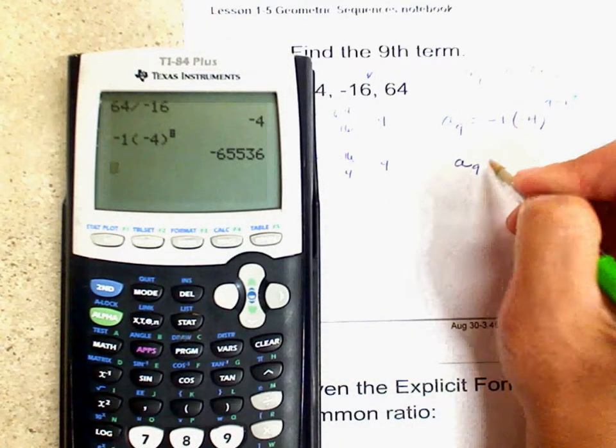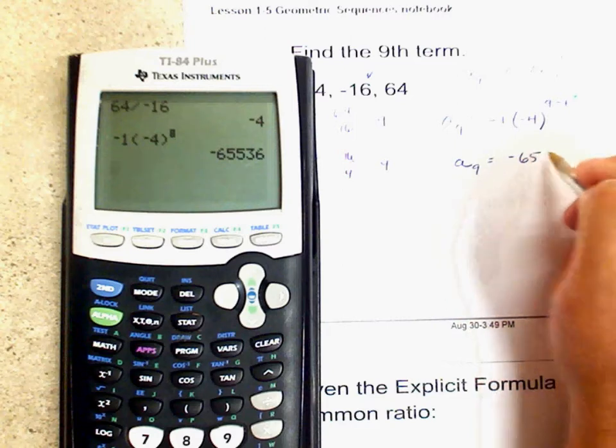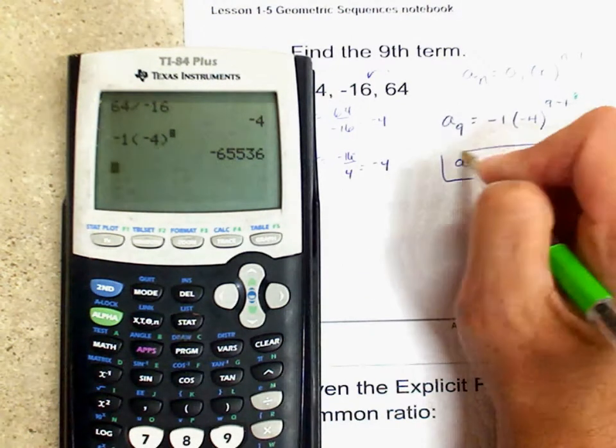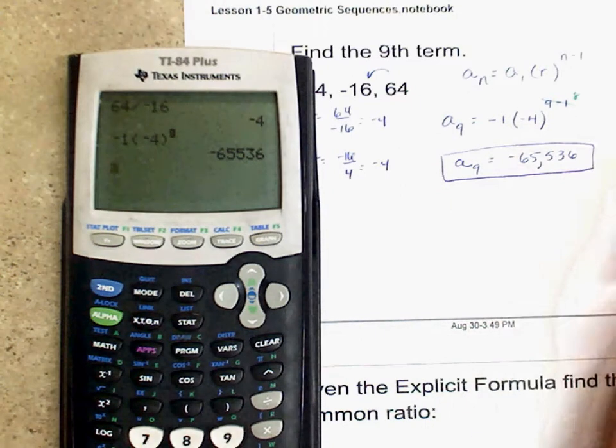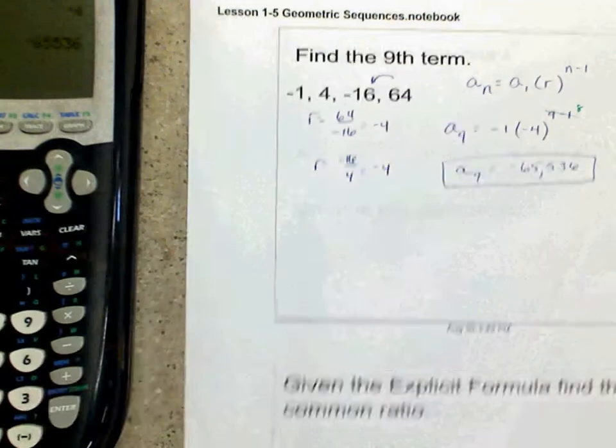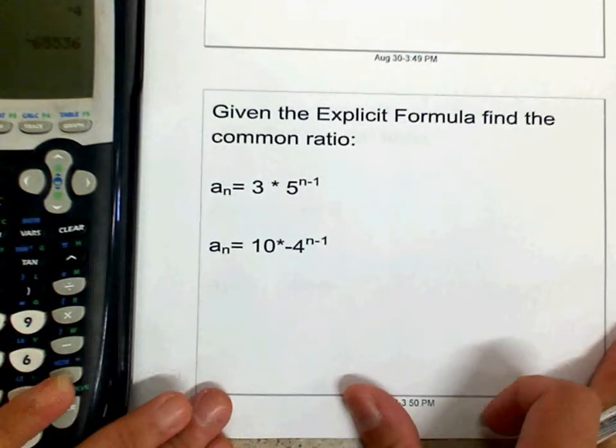So your ninth term is negative 65,536. And you can add a comma if you like, but I don't normally add commas. I usually use spaces. All right, now let's go ahead and do this part.